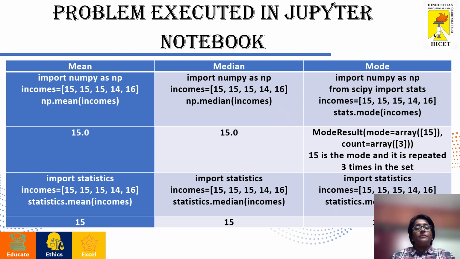Median is computed by np.median of incomes, and we don't have a specific mode function in NumPy for calculating mode. In that case, we use the stats functions from SciPy. From SciPy, import stats, and the mode is calculated by means of stats.mode of incomes. And that's all for today's session.